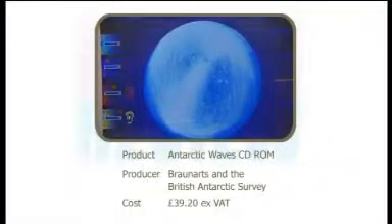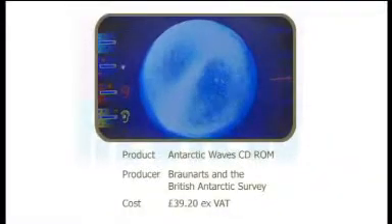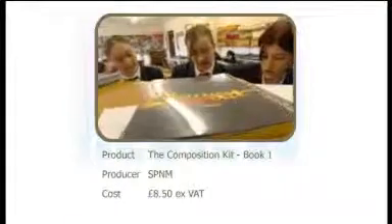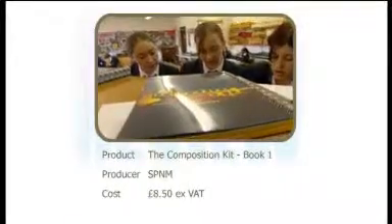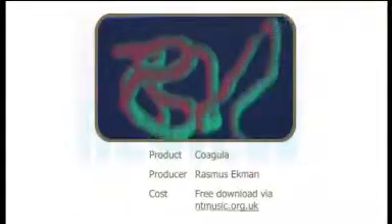Well, thank you all very much for some excellent discussion on three very, very diverse resources for secondary music. Just to recap, the resources that we discussed were Antarctic Waves from the British Antarctic Survey, the Composition Kit 1 from Sound Inventors, and then lastly, Coagula.